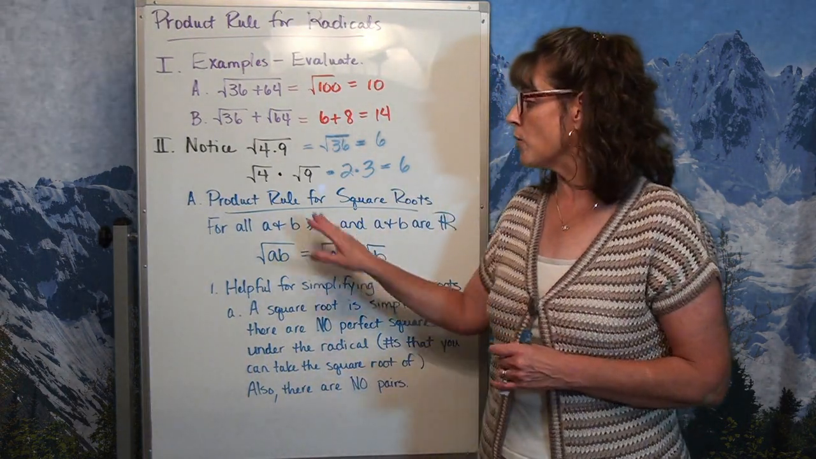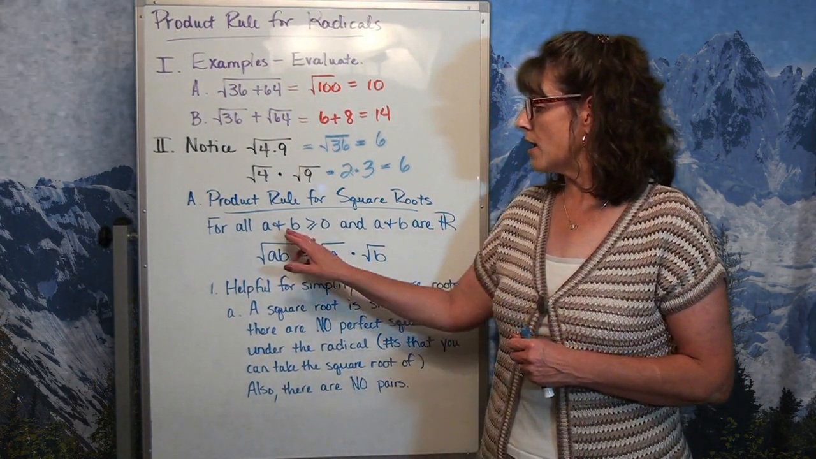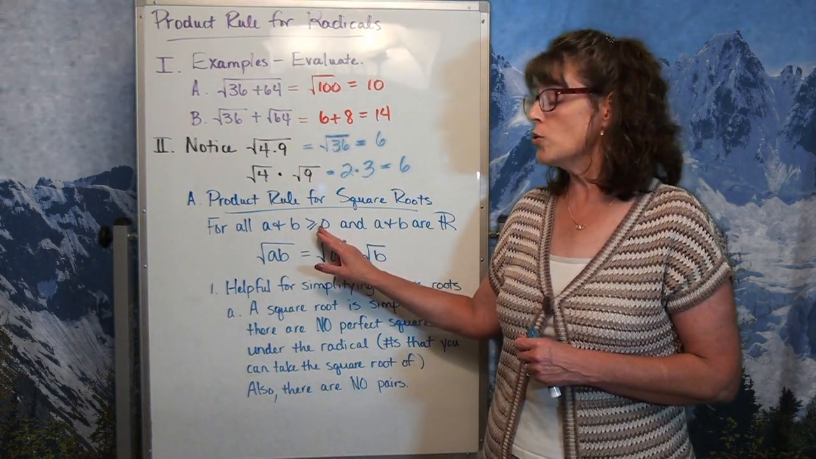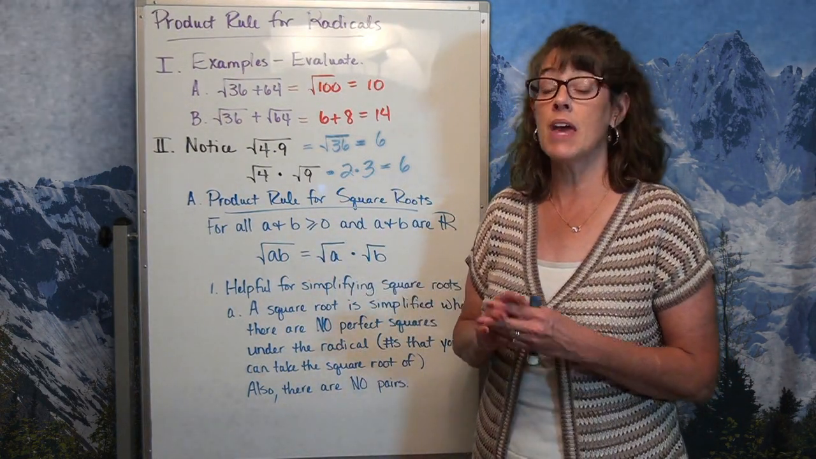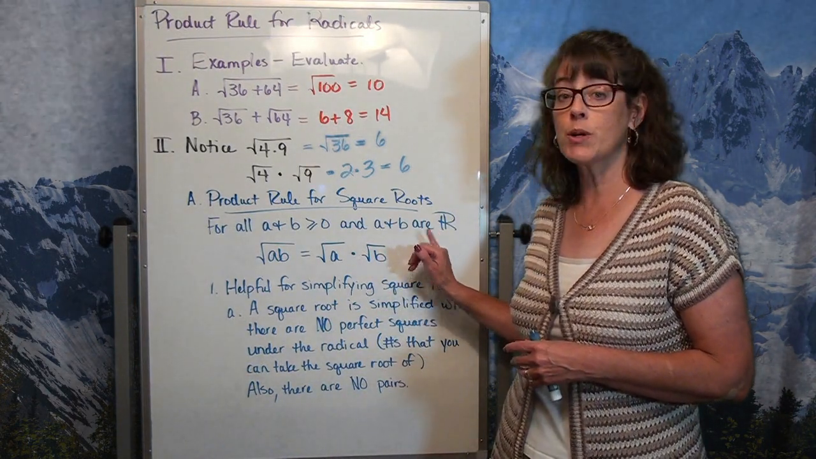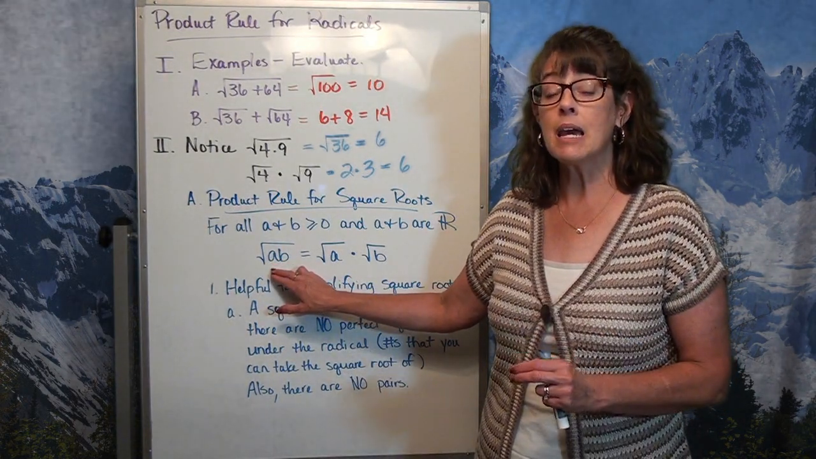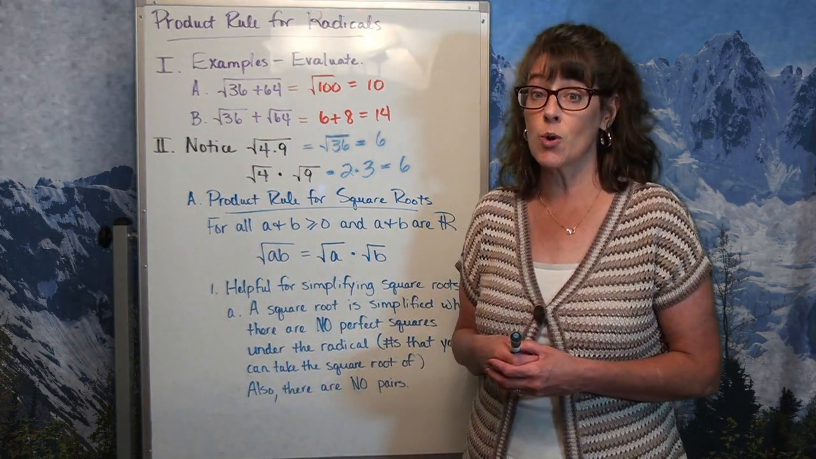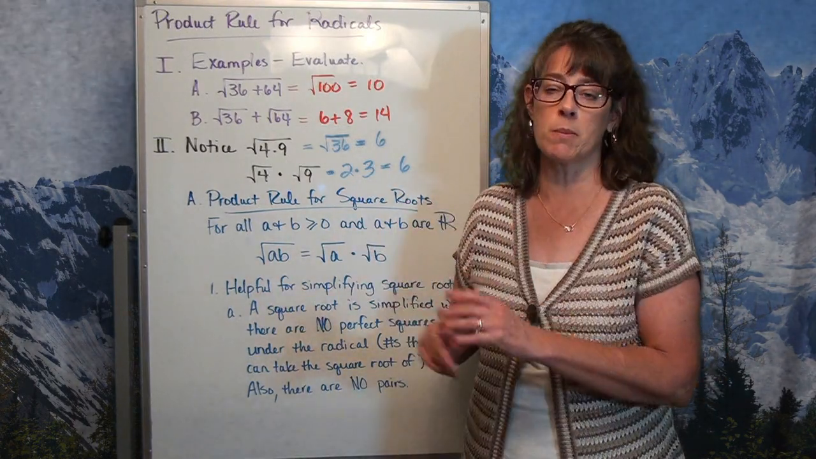This is an illustration of what we call the product rule for square roots. The product rule says, okay, for two numbers that are greater than or equal to 0, in other words, they cannot be negative numbers, and it's okay for them to be 0, and they are real numbers. This is the symbol for real numbers. So I need two numbers underneath this radical. They cannot be negative. They're going to be real numbers, which means I can have fractions. I can have decimals. That's okay. But I cannot have negative numbers, and I cannot have complex numbers, which we'll talk about much later.